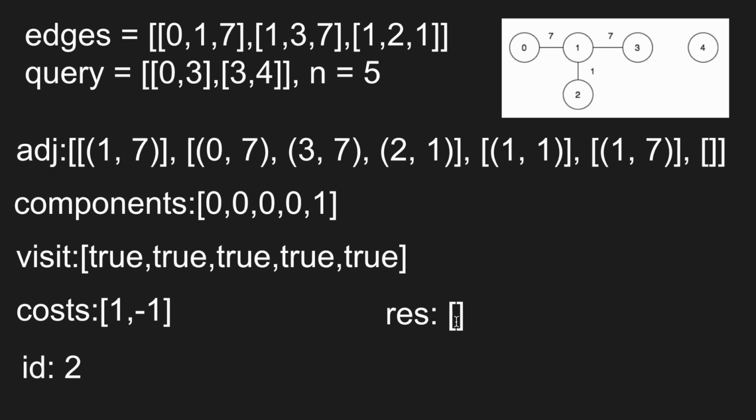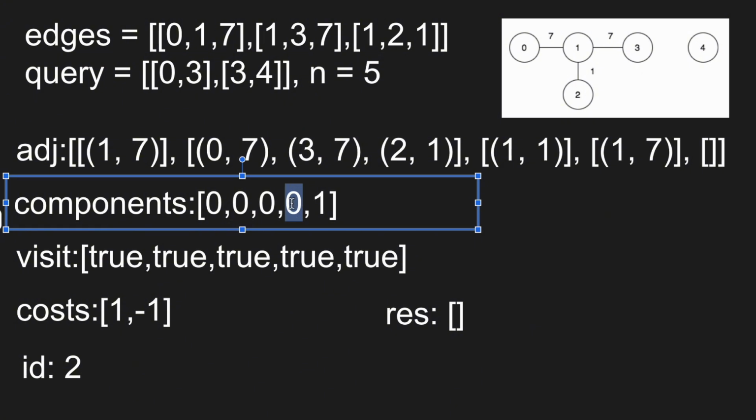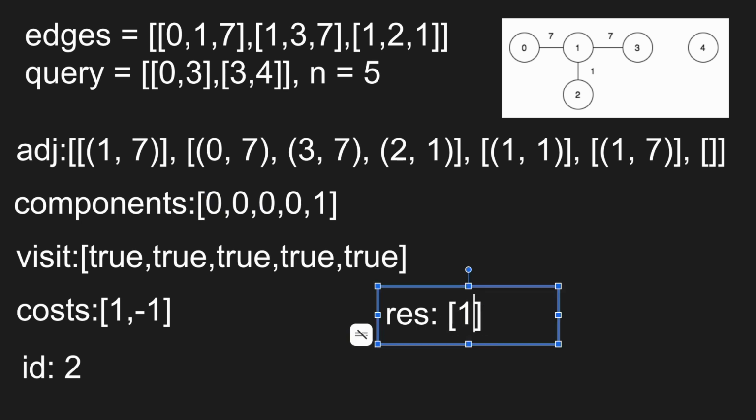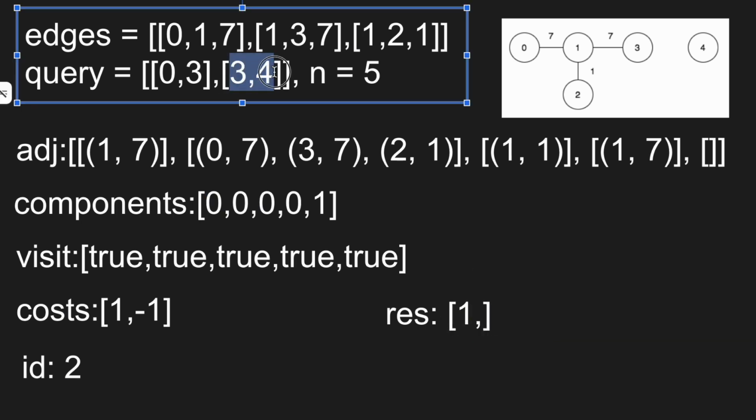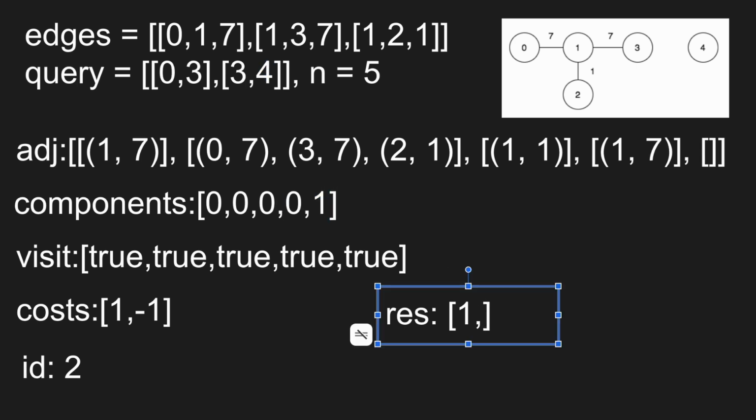And now we can look at the resulting array. So for the first query, 0 and 3, we check if they belong to the same component. At index 0 and index 3 they do, so we will return the cost at 0, which is 1. So for the result, we will add 1 to the resulting array. And for the next query between 3 and 4, they do not belong to the same component, so we can just add -1 right away. And this will be our result.